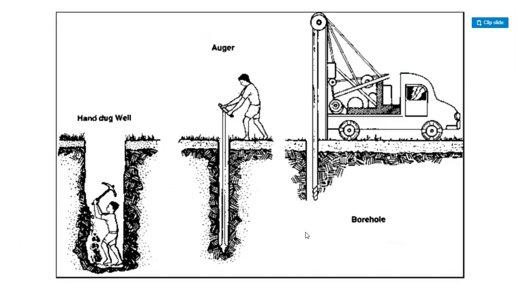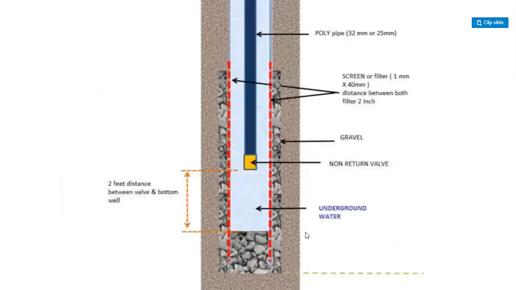This is the hand dug well. Here also is the borehole. So guys, here is a 2 feet distance between the valve and the bottom of the well. Here is the underground water, non-return valve, gravel, screen or filter 1 mm to 40 mm. Distance between both filters 2 inches. Poly pipe 32 mm or 25 mm.